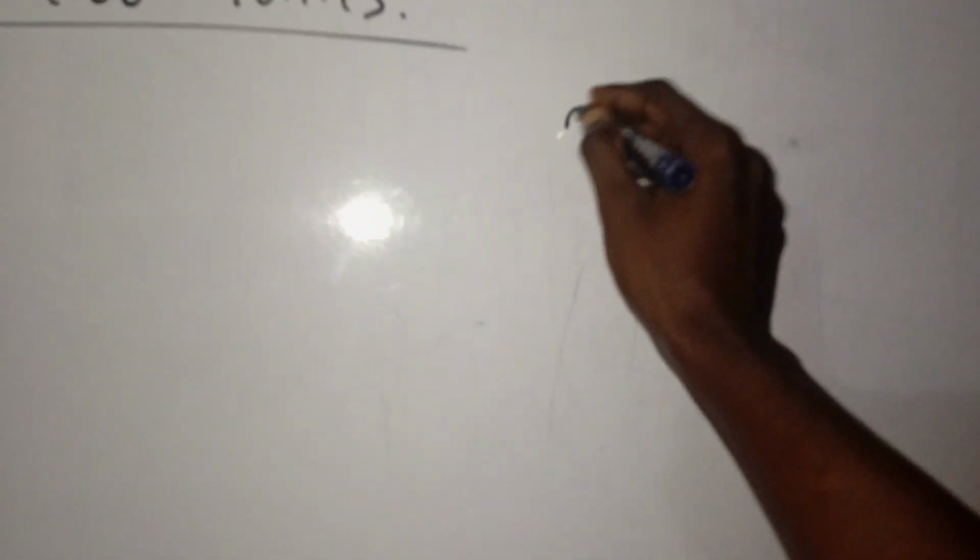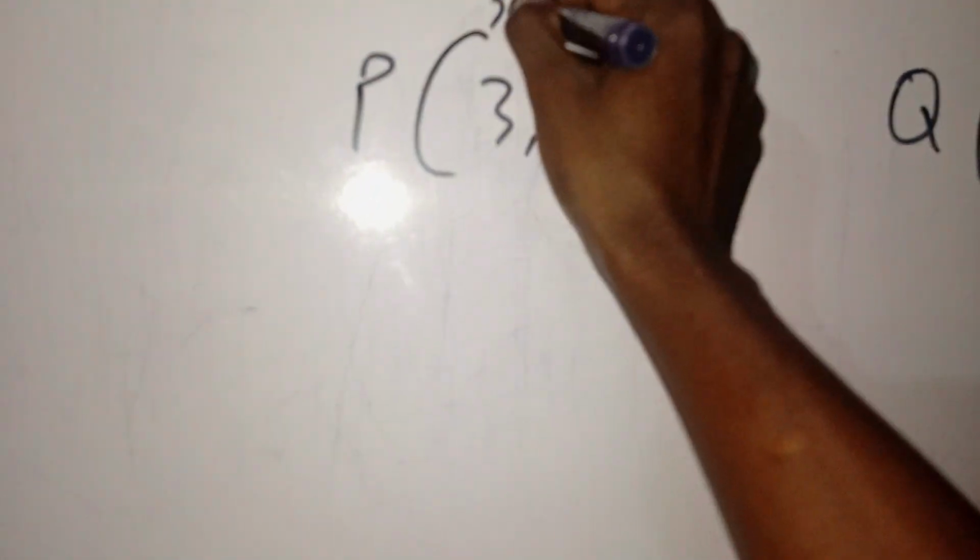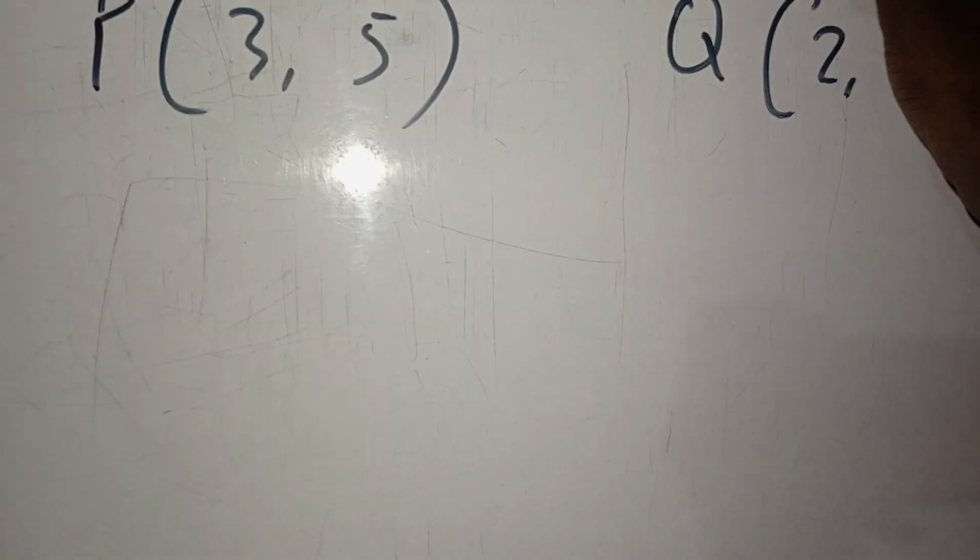So if they give you something like p as 3, 5, and q as 2, minus 1, remember that your p coordinate is going to have x and y values, and your q coordinate is going to have x and y values. Then you can use this to solve. This is x1, y1 for the first coordinate, x2, y2 for the second. Substitute in the values and leave it like that. Preferably leave it in short form.